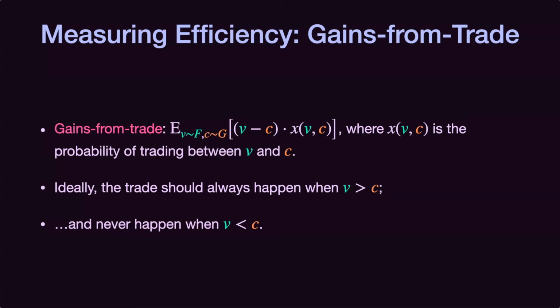It turns out there's a natural definition called gains from trade. Suppose Bob's value is V and Sally's cost is C. Then if there's a trade between them, the society as a whole will gain utility of V minus C. Therefore, we can write the expectation of V minus C times the probability of trading between B and C as the expected gains from trade.